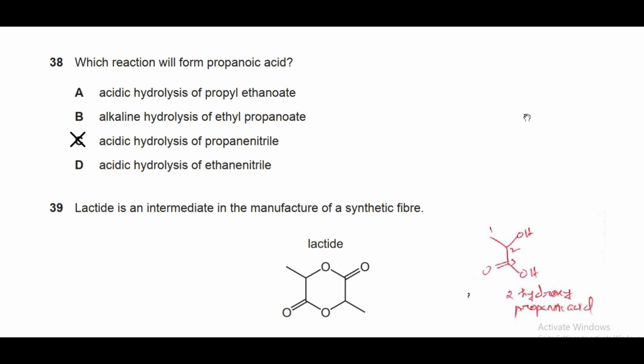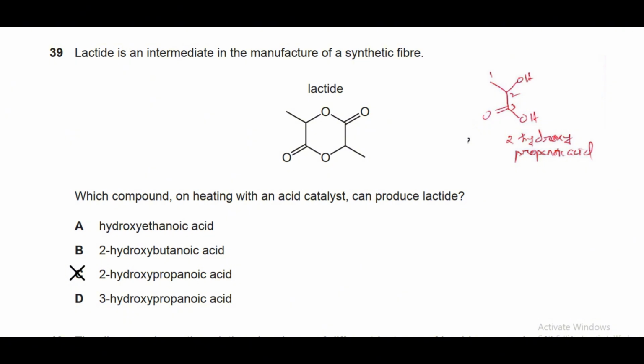Now 39. Lactide is an intermediate in the manufacture of synthetic fiber. This is the lactide, ester functional group. Which compound on heating with an acid catalyst can produce lactide? So if you break it down here, this will be an alcohol group, OH group, and here a COOH group.